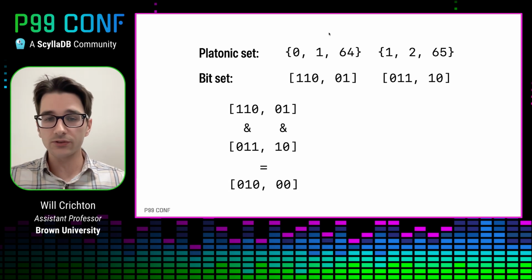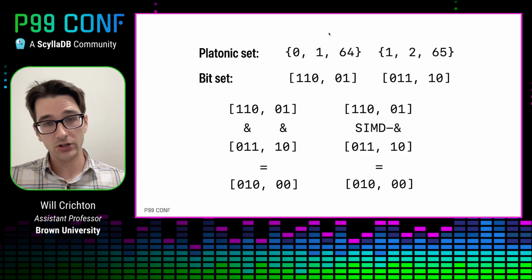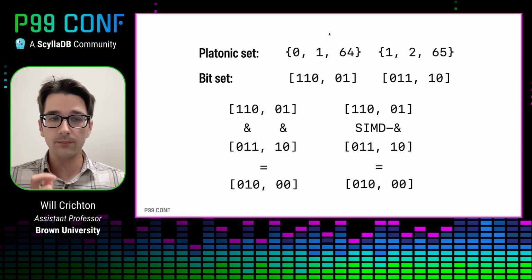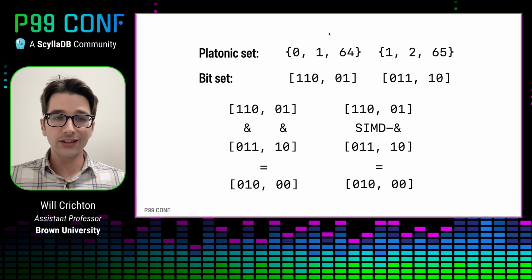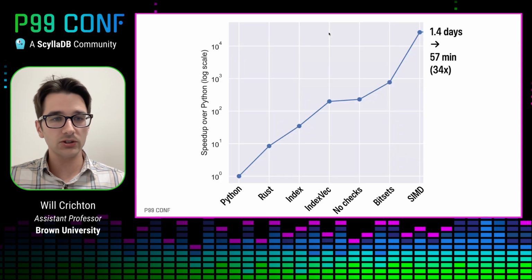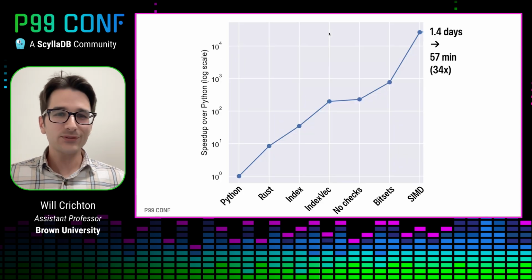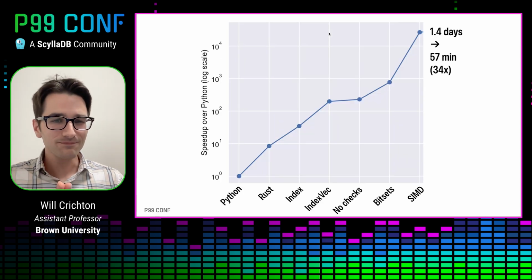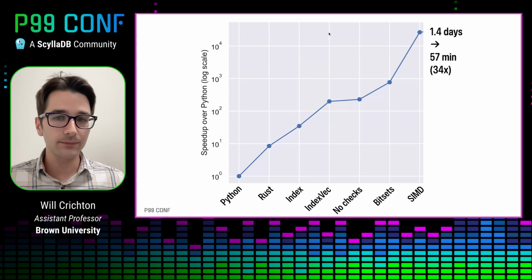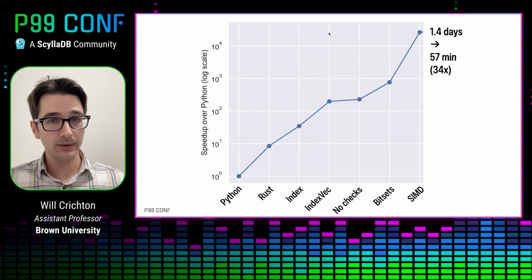But most processors contain what's called SIMD instructions that let you do things like a bitwise AND on multiple pairs of numbers at a time. And so if you optimize your bitset implementation to use SIMD, then at least on my particular processor's architecture, it becomes 34 times faster than without the SIMD. So that's pretty cool. And at this point, we are 26,000 times faster than our Python baseline and 3,000 times faster than our Rust baseline. That's the power of performance engineering.